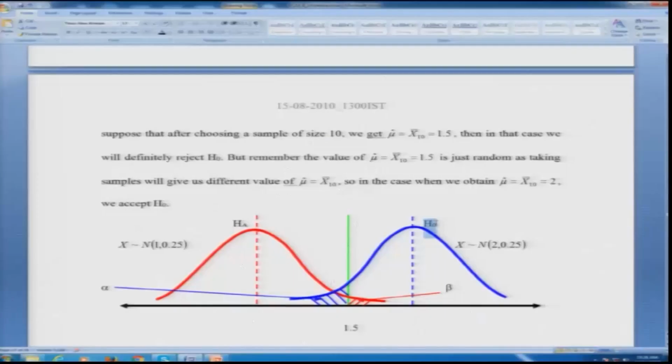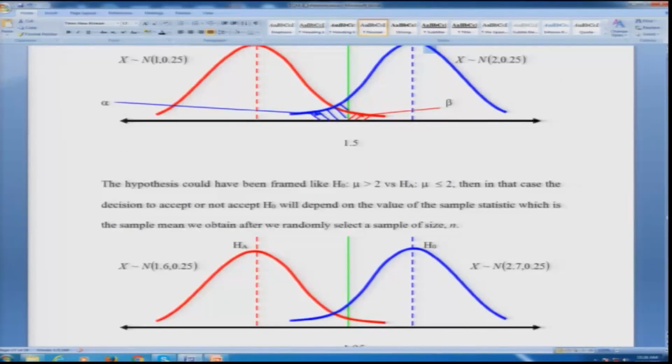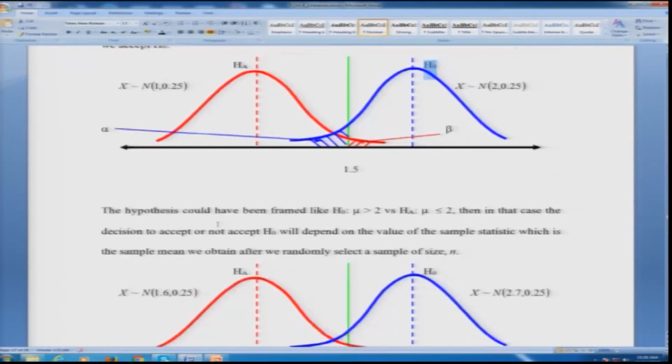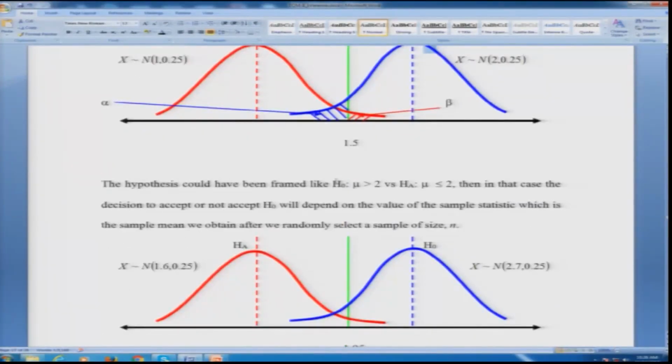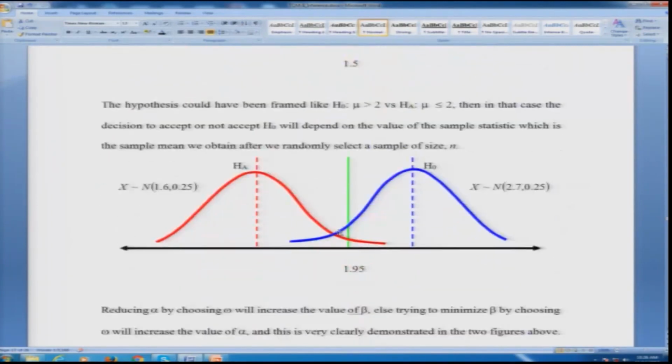So, in this problem, H naught can be greater and left. These values of where you have placed H naught and H A are not important for you to understand from the problem perspective, the example which I gave. If you understand the example and the diagram, it will be much easier for you to solve. The hypothesis could also have been framed such that H naught is mu greater than 2, and H A is mu less than 2. Again, you can formulate the problems accordingly and solve them, but the essence of the diagram remains the same.